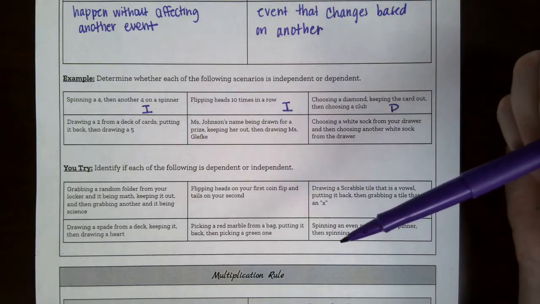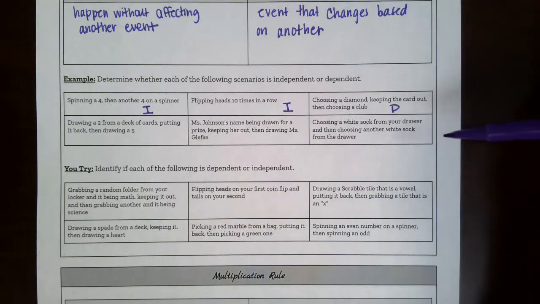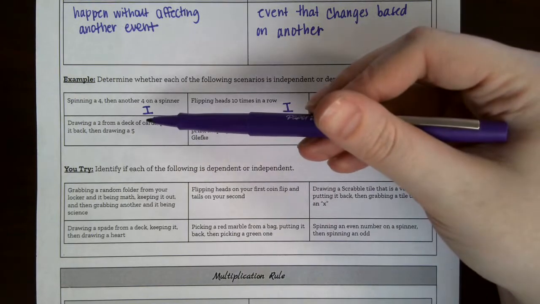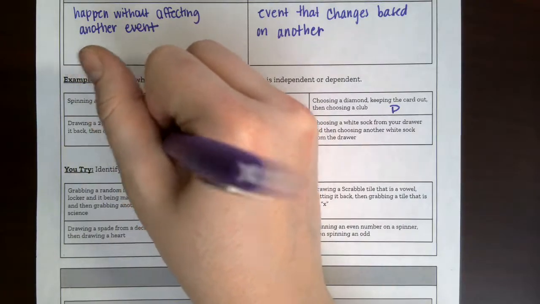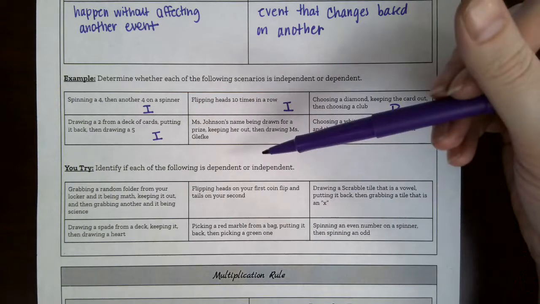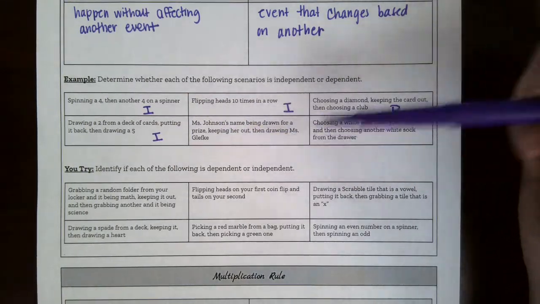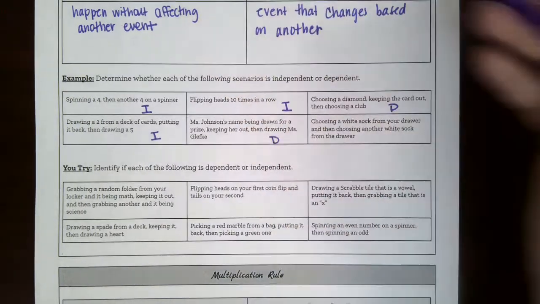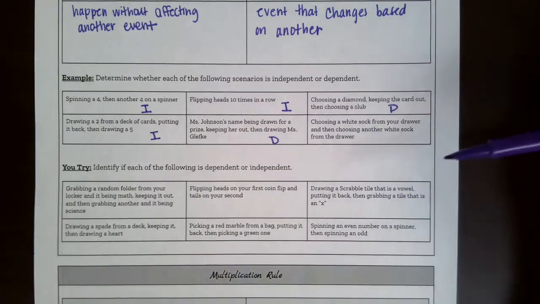This one, drawing a 2 from the deck of cards, putting it back, then drawing a 5. When you put a card back, it is no longer dependent. So you still have 52 cards for the first one and 52 cards for the second one. These are independent. Next one, Miss Johnson's name being drawn for a prize, keeping her out, then drawing Miss Klefke. The fact that we're keeping me out after the prize means that this is dependent. So there are fewer names in the drawing after mine is gone.